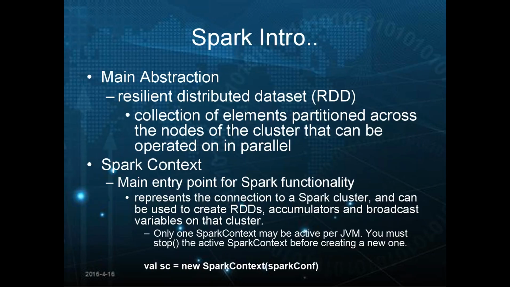One of the key points to note is you can only have one Spark context active at any time in your JVM. If you want to create a new Spark context, you have to stop your existing Spark context. You can create your new Spark context using this syntax. You need to create an object of your Spark context and then pass in your Spark configurations as an argument to the Spark context.